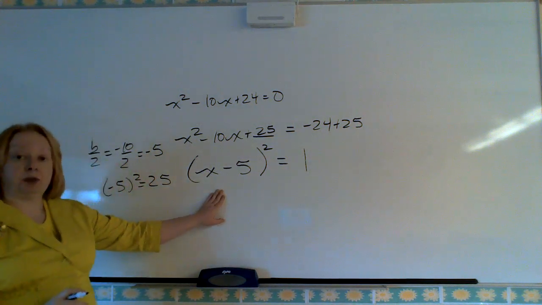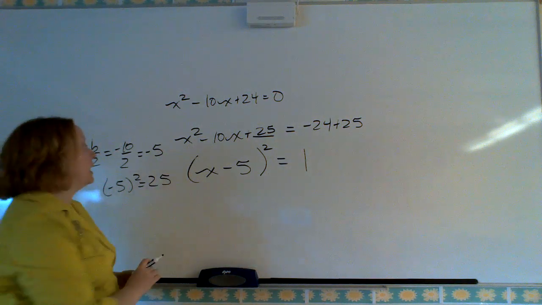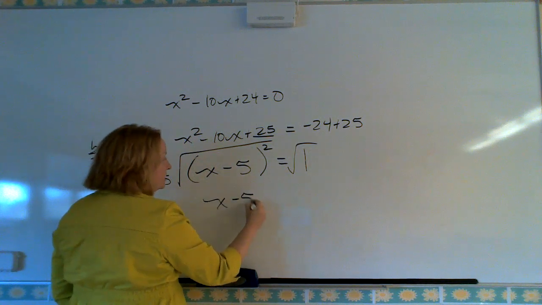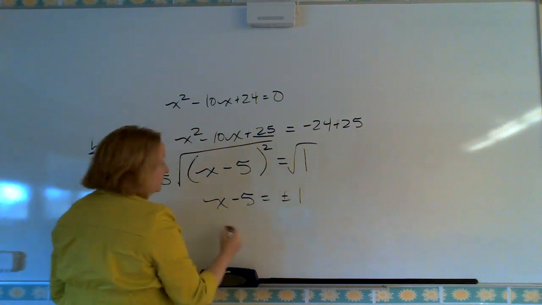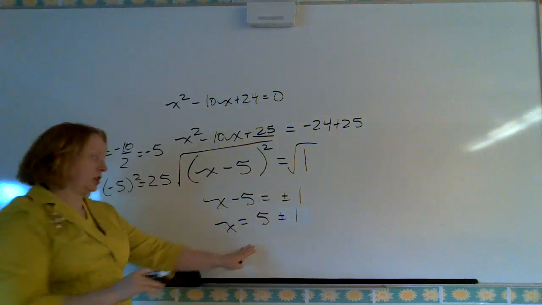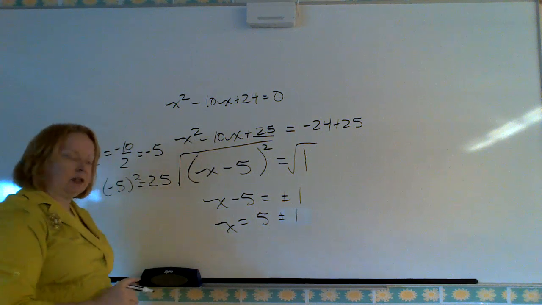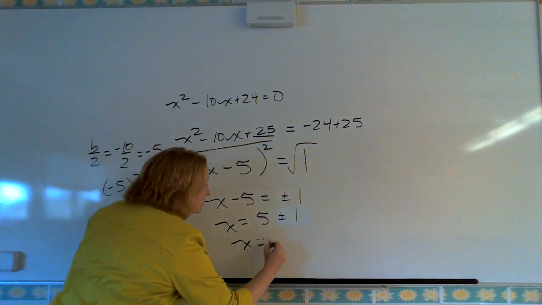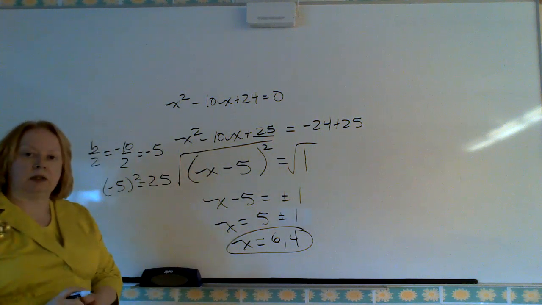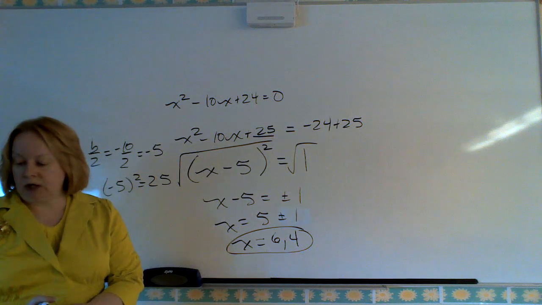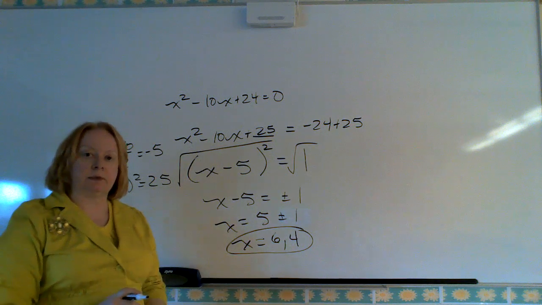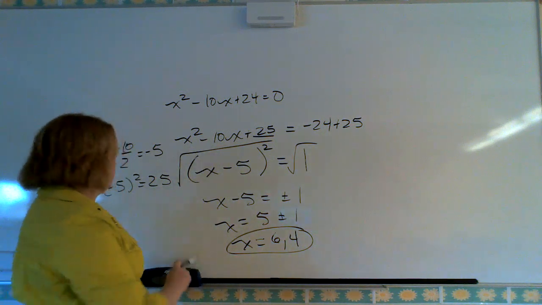So it's just like the previous lesson. We're going to take the square root of both sides now. So x minus 5 equals plus or minus 1. X equals 5 plus or minus 1. And then we're just going to work this out right here. So x is going to equal 6 and 4, and those will be your answers. Okay, let's try another example, and then we'll get into something a little bit harder.